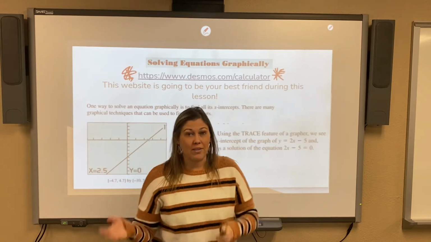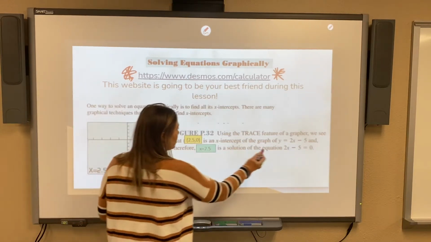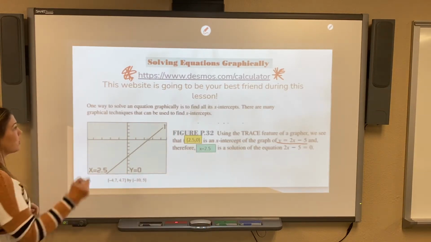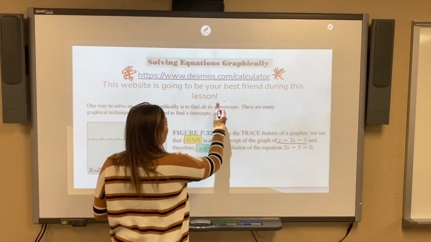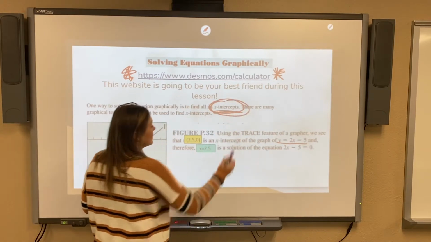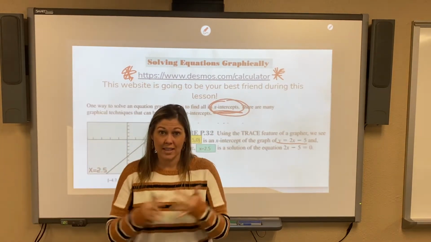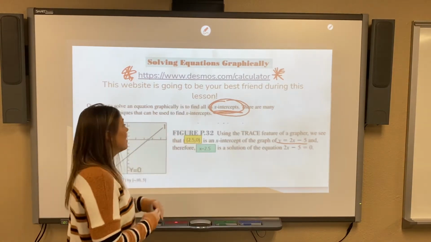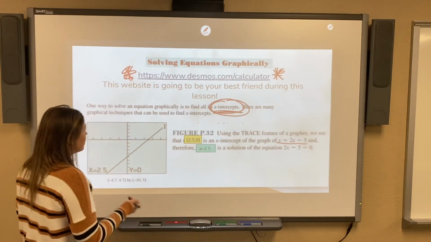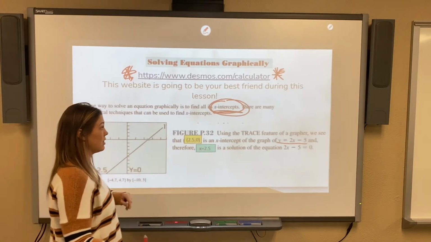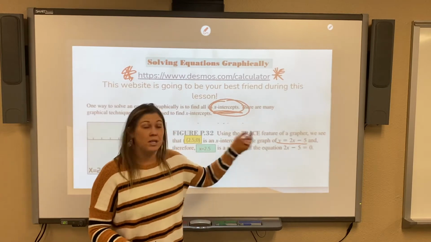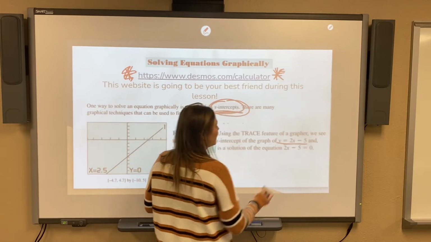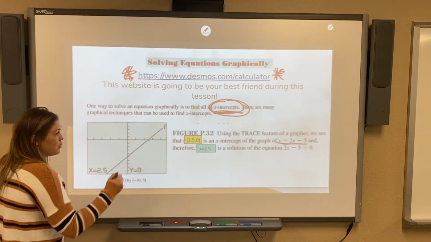So one way to solve an equation is to graph it. In this case, the equation is y equals 2x minus 5. One way to solve an equation graphically is to find all of its x-intercepts. An x-intercept is where your graph crosses the x-axis, and this gives you your solutions, which are known as roots. These are graphical techniques that can be used to find your x-intercepts.